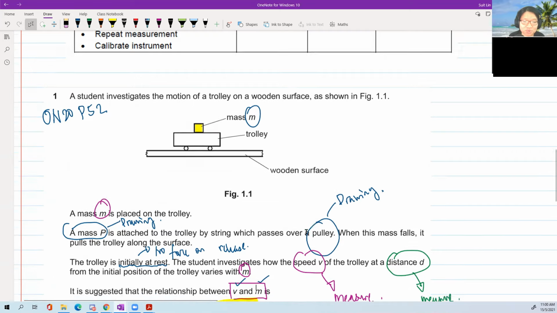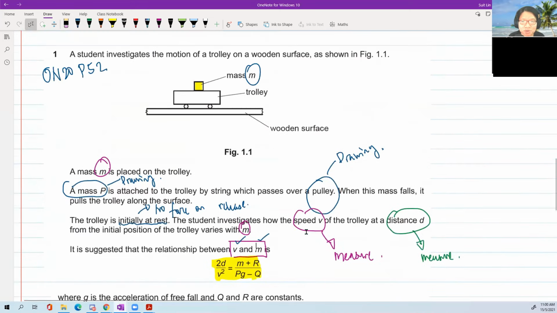So you might be worried about the pulley because you cannot visualize the experiment. What you can do is sketch it here. I'll probably include a pulley here. This pulley probably cannot stay there, so I need to clamp the pulley. And then there's a mass P. There's a string attached here, and the mass P is here.